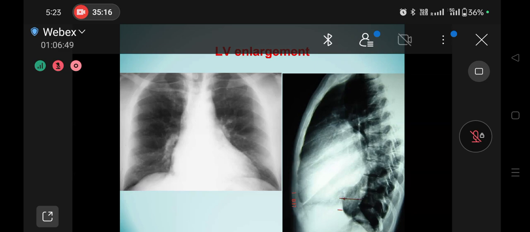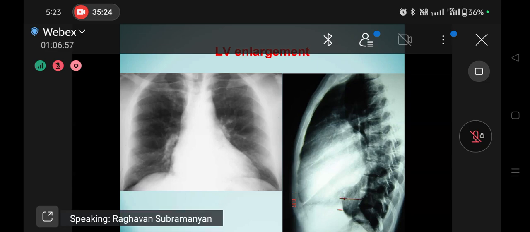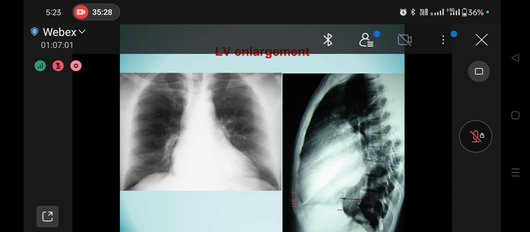If you see the lateral chest X-ray and draw a line from the anterior border of the trachea, now this you must be able to see clearly. I mean, if not clear, tell me on the chat box. Where the trachea is, if you draw a vertical line from the trachea downward, the lower part of the cardiac silhouette lies much behind the trachea, overlapping the spine. Therefore, the left ventricle is clearly enlarged.